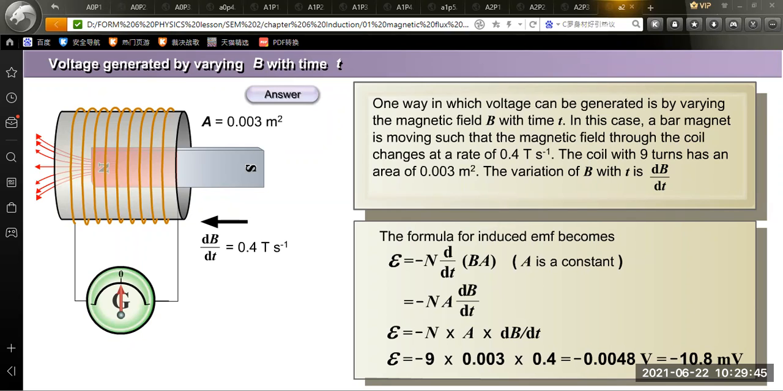Ladies and gentlemen, why negative? Because the direction of the induced EMF is opposite the direction of the magnetic effect that produces it. Okay, now next slide.